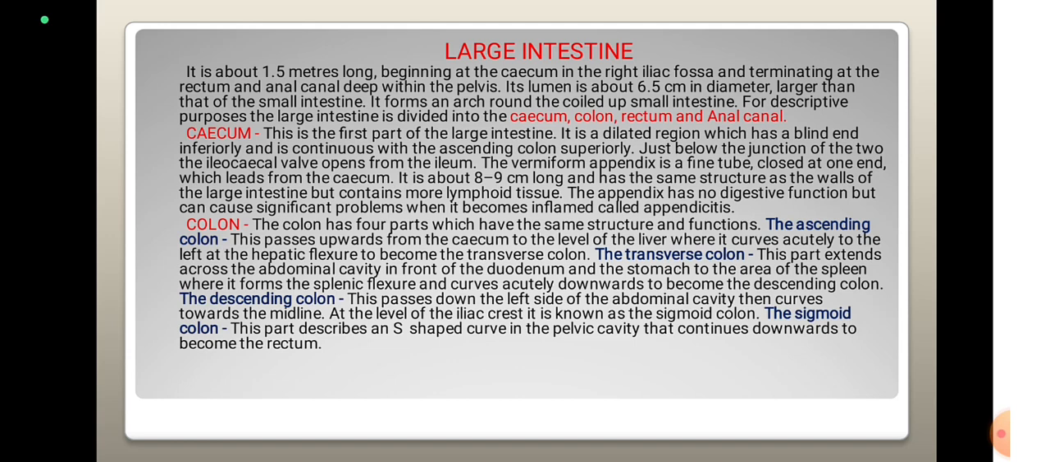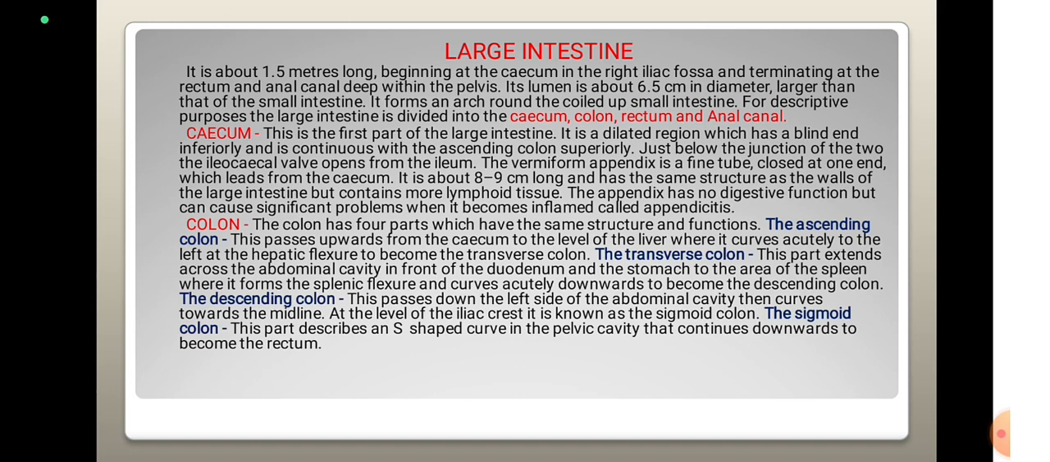Large intestine या बड़ी आंत. It is about 1.5 meter long, beginning at the cecum in the right iliac fossa and terminating at the rectum and anal canal deep within the pelvis. Its lumen is about 6.5 centimeter in diameter, larger than that of the small intestine. It forms an arch around the coiled up small intestine. For descriptive purpose, the large intestine is divided into the cecum, colon, rectum, and anal canal.